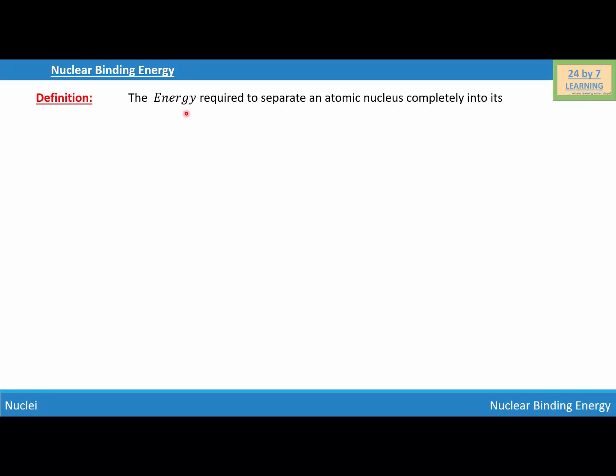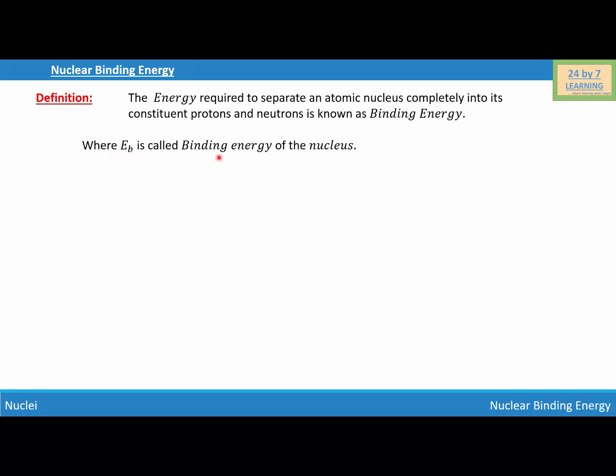Nuclear binding energy. The energy required to separate an atomic nucleus completely into its constituent protons and neutrons is known as binding energy, where E_B is the binding energy of the nucleus. So basically, we use the symbol E_B to denote the binding energy of the nucleus.